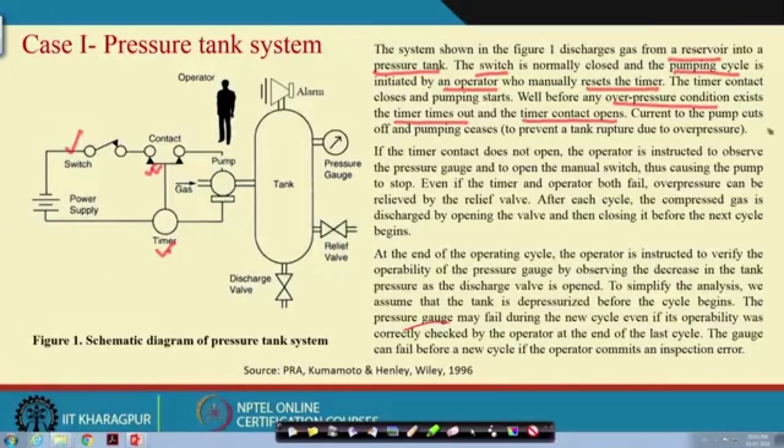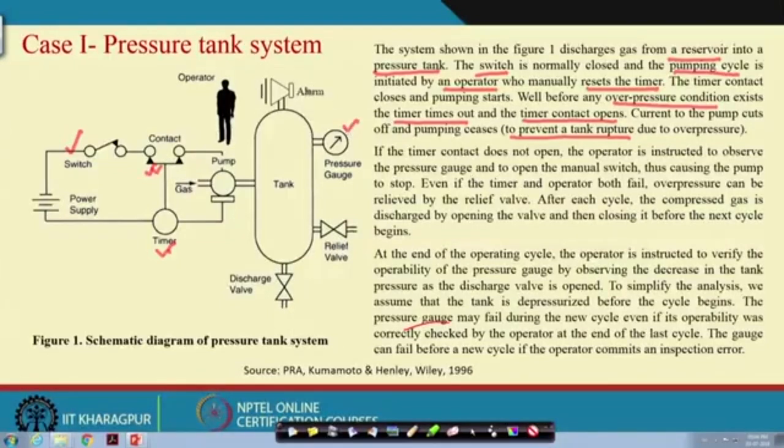So, current to the pump cuts off and pumping ceases to prevent tank rupture due to overpressure. This is the safety issue, tank rupture due to overpressure. If the timer contact does not open, by chance the timer's time has elapsed but the contact does not open, the operator is instructed to observe the pressure gauge.